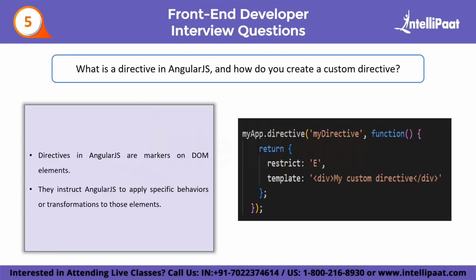Custom directives can have various options like restrict, which specifies how the directive can be used, template or templateUrl, which defines the content of the directive, and link, which provides a function to manipulate the DOM. templateUrl allows you to specify an external HTML file as the template for your directive. In short, a directive in AngularJS is a way to create reusable and custom behavior for HTML elements. You can create your own directives to encapsulate complex functionality, which will make your application more modular and maintainable.